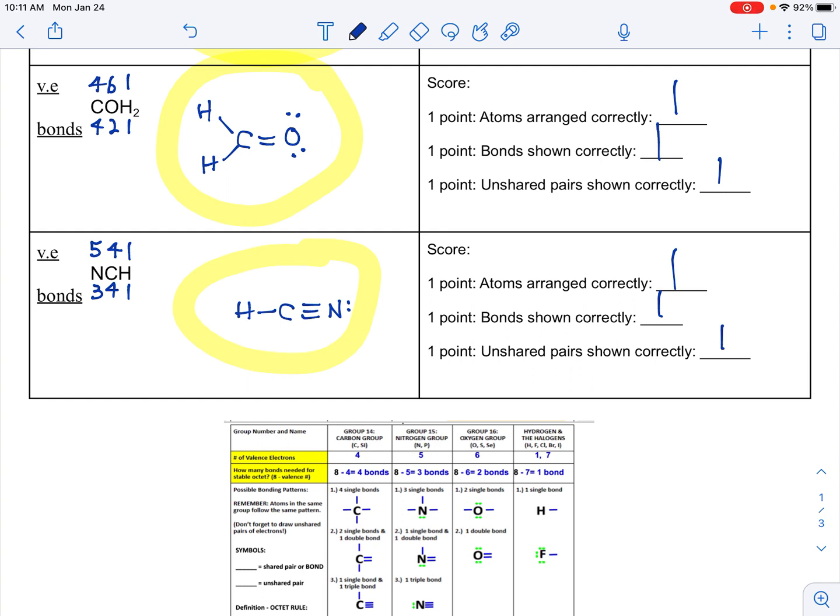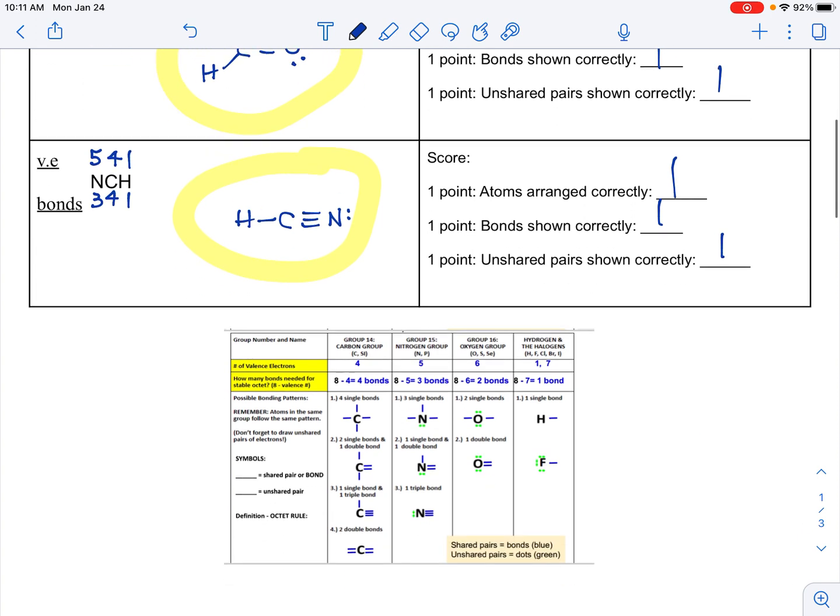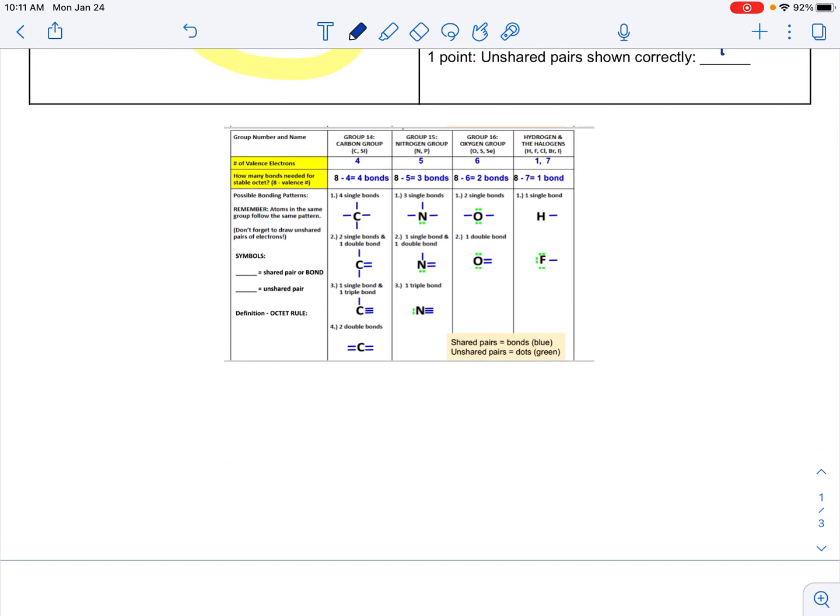So keep watching if you want to see me do these one by one. All right, I encourage you to use the bond chart, especially if you're having trouble with this still. So here's a bond chart, and you should have one at home. Otherwise, they are in different worksheets that we've done.